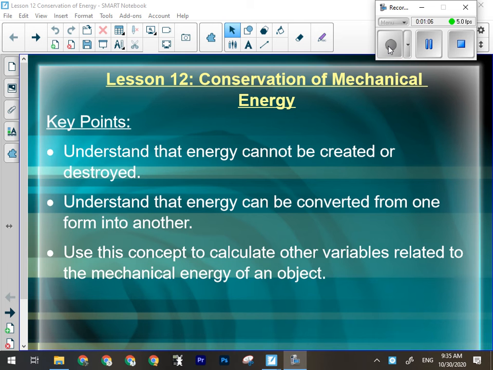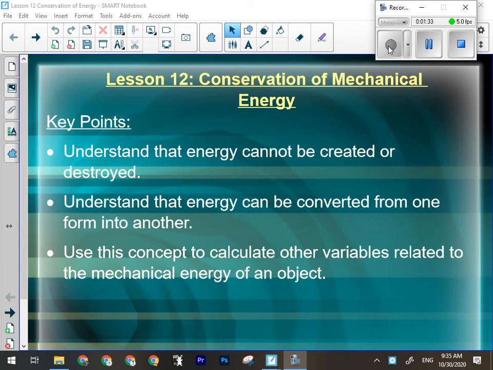Understand that energy can be converted from one form to another, and then be able to use this concept to calculate other variables related to the mechanical energy of an object. So in a roller coaster type question, I could tell you how high the roller coaster is and how fast it's moving at the beginning, and you have to figure out how fast it's moving at some other point along the track, or something along those lines.